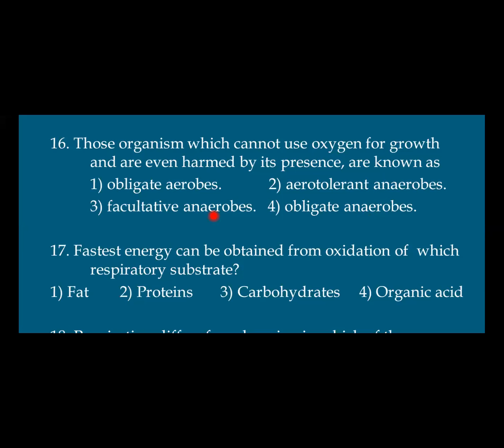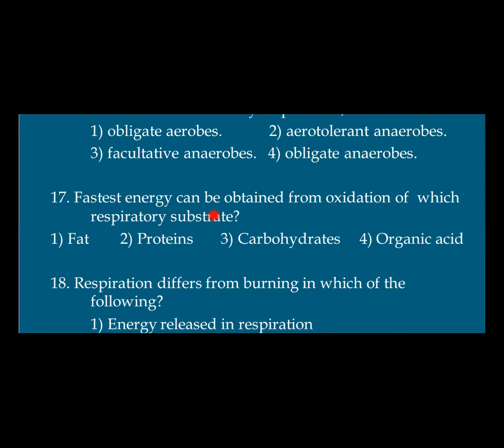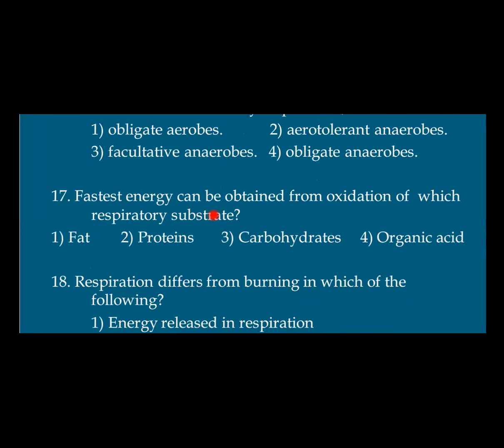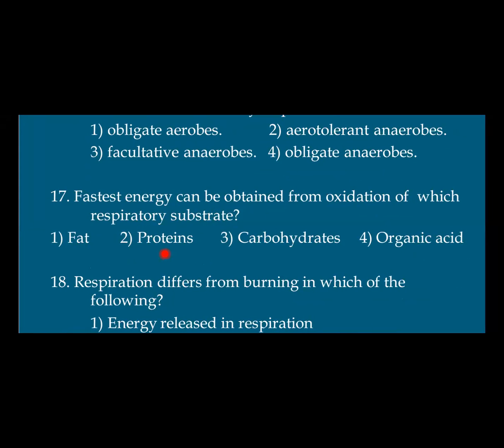Question number 17. Fastest energy can be obtained from oxidation of which respiratory substrate? Fat, proteins, carbohydrates, organic acid. Fastest energy means in a short time. You want energy, so what is the preferred source? I said always it is carbohydrate. It takes less time because our enzymes are easily adapted for carbohydrate catabolism. Option 3 is the answer. Fat and proteins, of course, will also give energy, but fastest is carbohydrates.